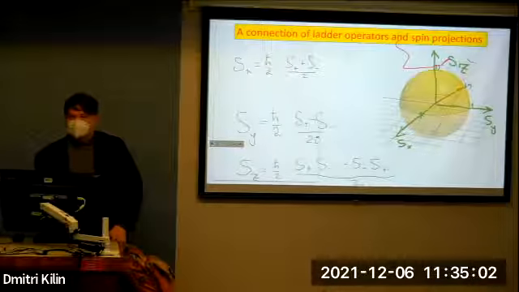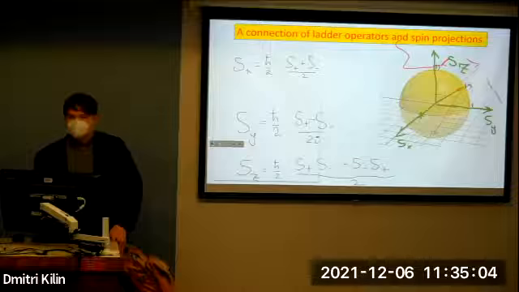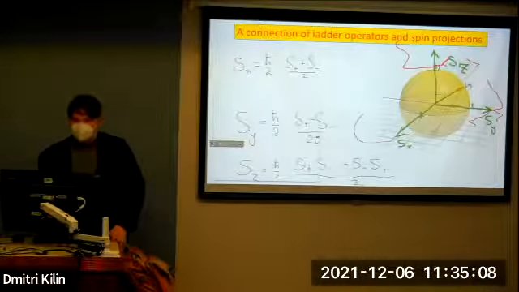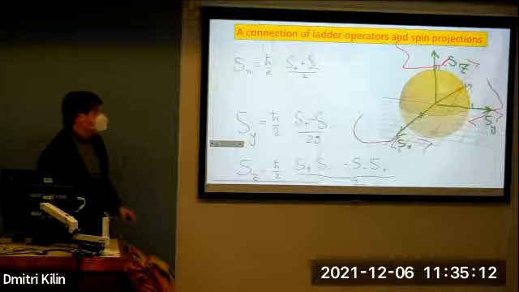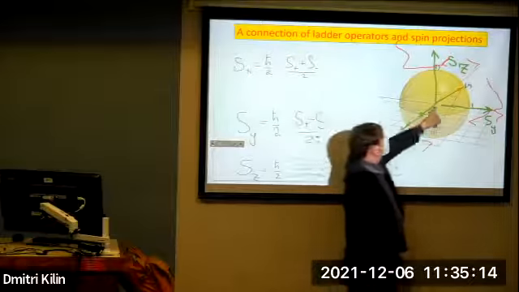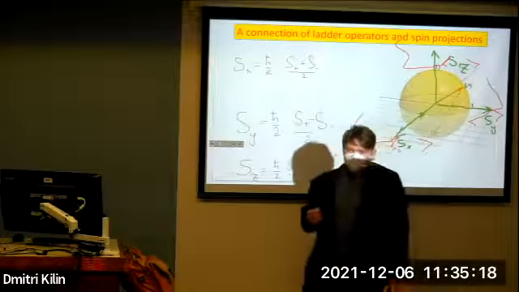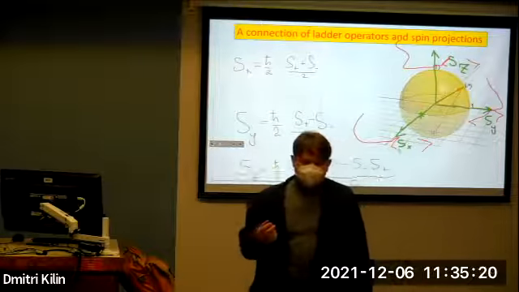I'm just trying to draw blind because this screen for some reason is not working. So if you look at the expectation values instead of operators, then we can set up a vector that defines the state of the quantum system.